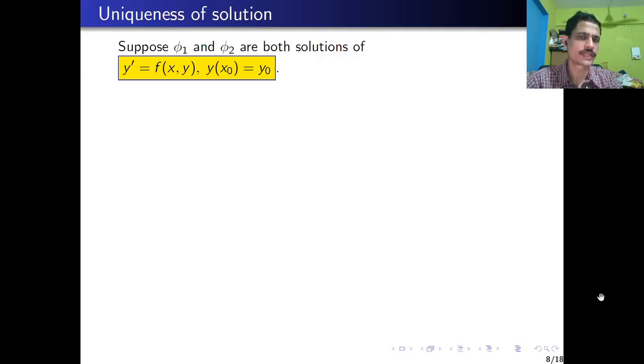In the Picard's iteration, we have seen that under the existence uniqueness theorem, the solutions exist. Now we will look at the proof of uniqueness of the solution. Suppose phi1 and phi2 are two solutions of the initial value problem for the first order ODE, namely y dash is equal to f of x comma y with the initial condition y of x naught is equal to y naught.